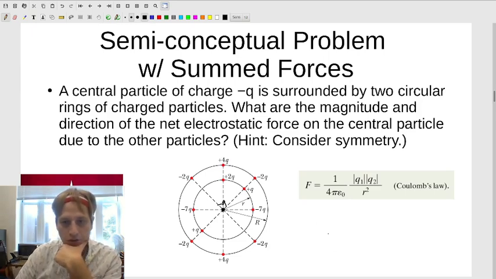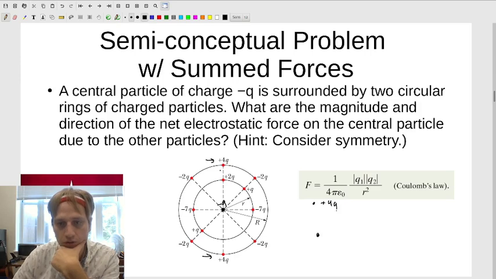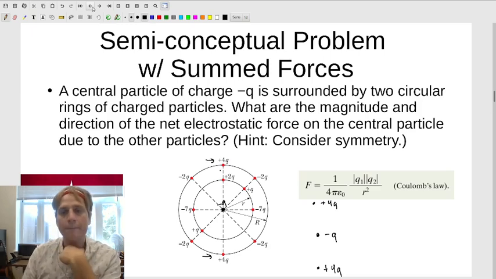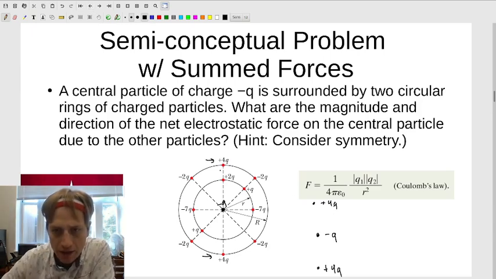Now I want you to look at this. Let's just consider, to start out, this particle and that particle, and how they are pulling on this minus q particle in the middle. So if I have a plus 4q and a plus 4q, and this is a minus charge, minus q, plus 4q, let me see if I... no. Now, consider that since these have opposite charges, I'm looking for the forces on this one in the middle.